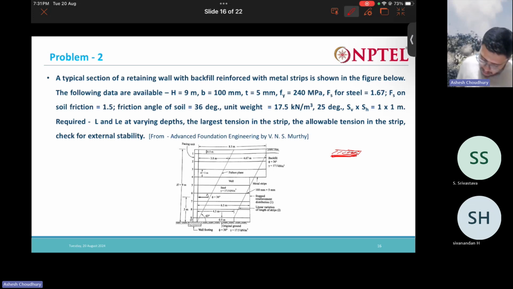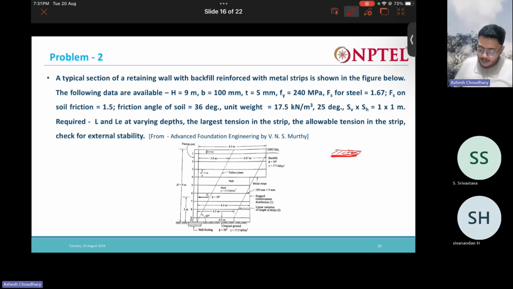Now SV and SH. As we are using strips for construction here, previously in the case of geosynthetics we just had vertical spacing, right? The horizontal spacing was irrelevant because the geosynthetic will be covering everything. But when you're using steel strips, we have to consider the horizontal spacing also. Both the vertical and horizontal spacing come into action here. Here, SV times SH is given as 1 into 1 meter.